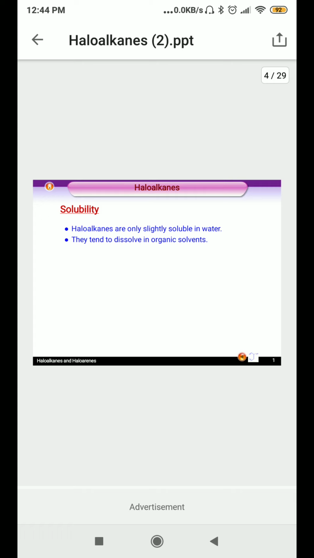Next, we discuss solubility. As far as the solubility of haloalkanes is concerned, they are only slightly soluble in water, and most haloalkanes are soluble in organic solvents. Organic solvents include carbon tetrachloride, benzene, toluene, ethyl acetate, and chloroform.